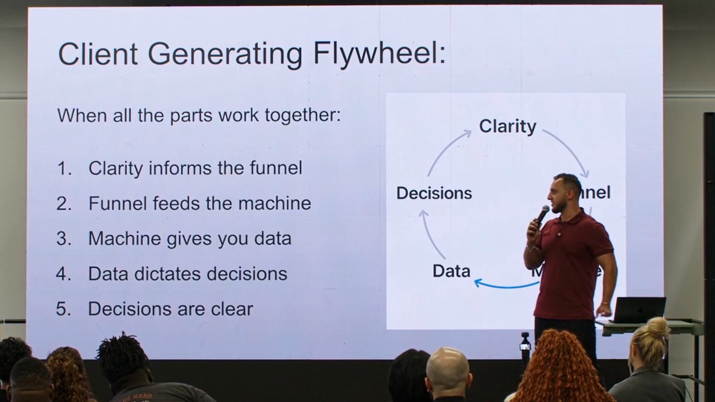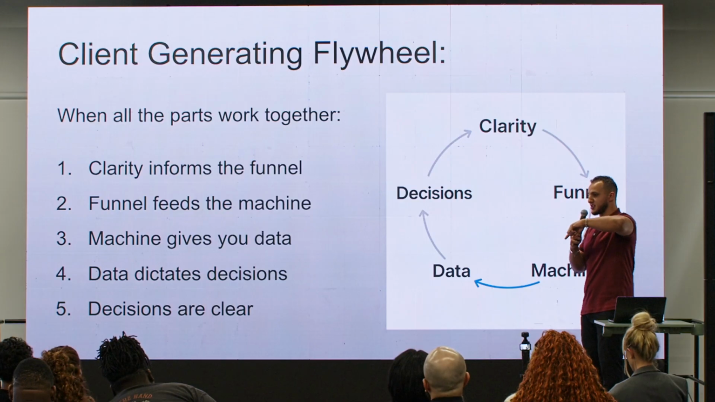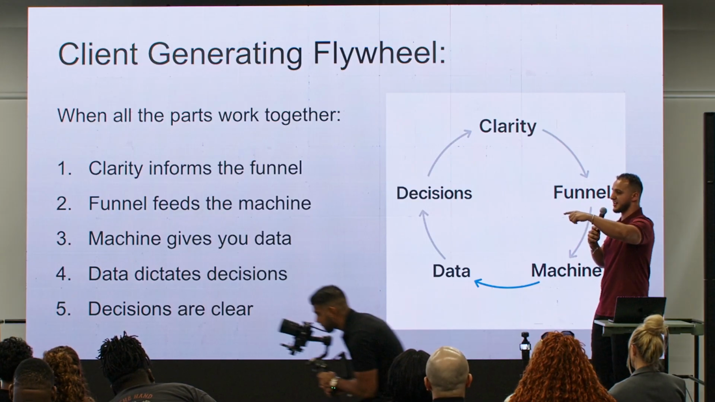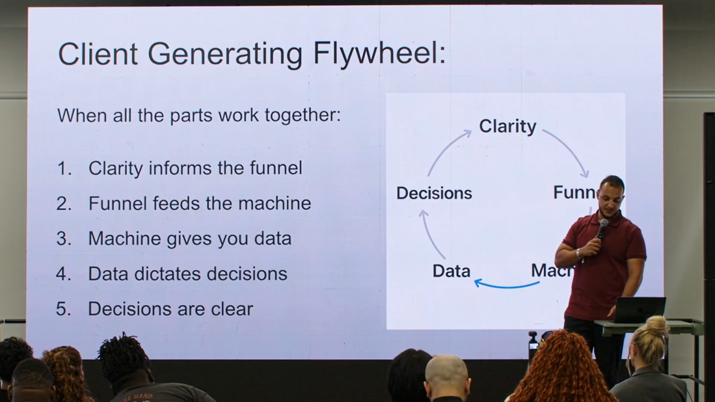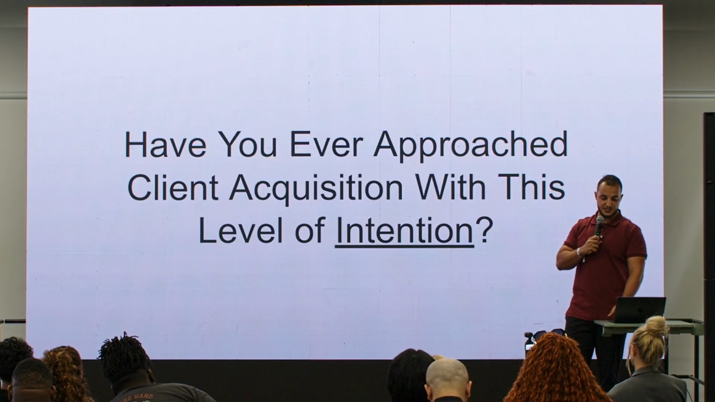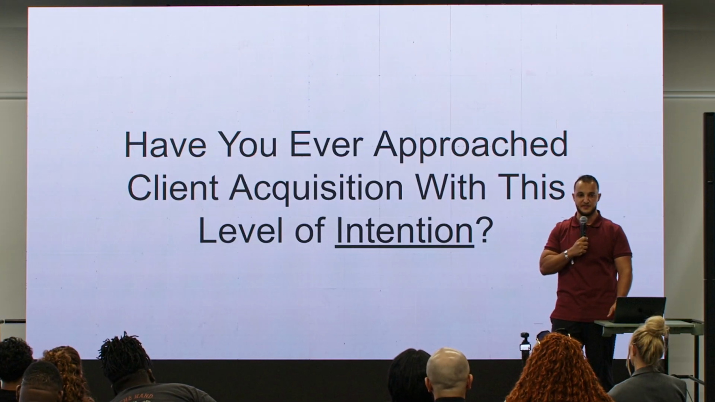So when you got this all together, clarity informs the funnel. Funnel feeds the machine. Machine being Meta. Meta gives you the data. Data allows you to make decisions. Decisions become clear and easy. That flywheel continues and you scale. How many of you guys feel like if you had a system like this, your client acquisition would be very predictable?